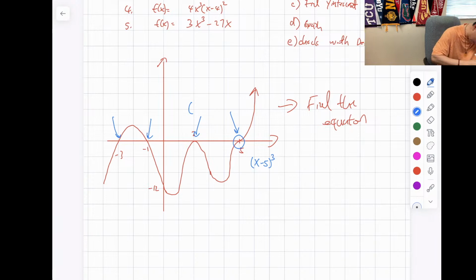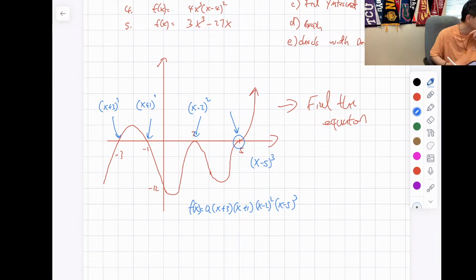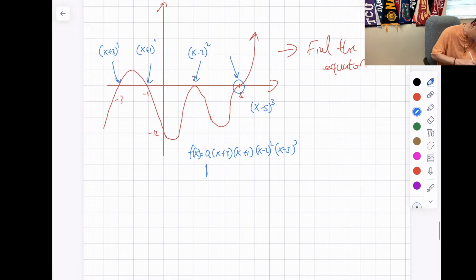And this one is what? Squared, so it's x minus 2 squared. This one is what? x plus 1 to the first, right? And this one is x plus 3 to the first. Is that okay? So that should be f of x equals a times (x plus 3)(x plus 1)(x minus 2) to the second, (x minus 5) to the third. Do you have this? The only thing that we don't have is the a value. So what is the a value?